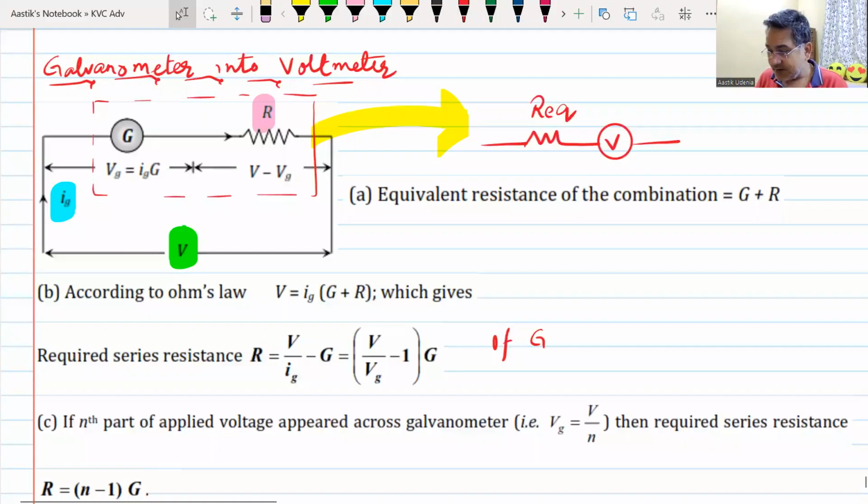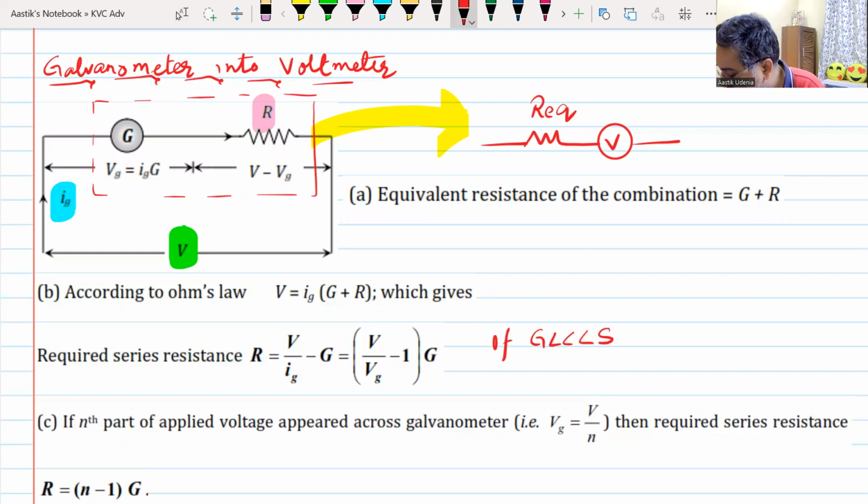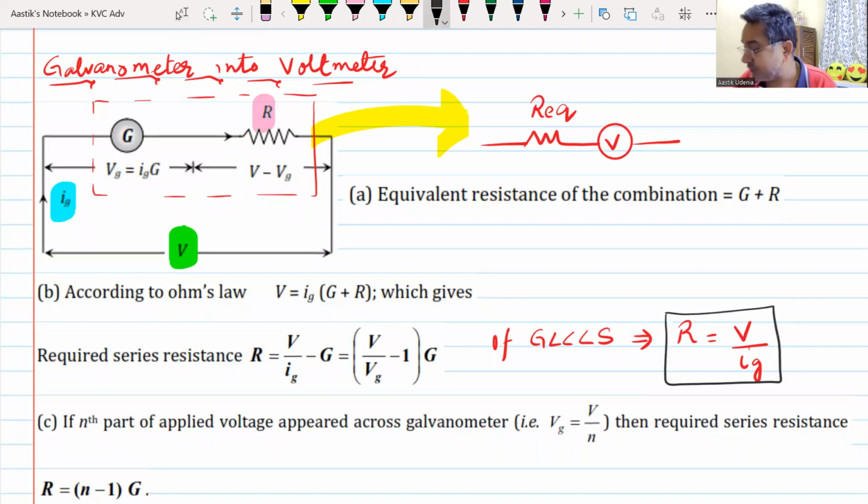As in the first case, here the value of G is going to be very, very small compared to S. So you can write the formula of this R as V divided by Ig. This will give you a very good approximate result for this case. Do we understand what I have done here? Yes or no? Yes, sir. I'll give you 2 minutes to note this down. Let me know once you are done.